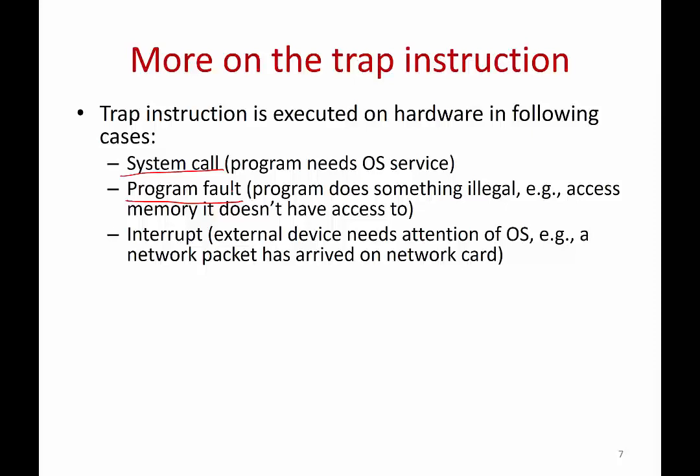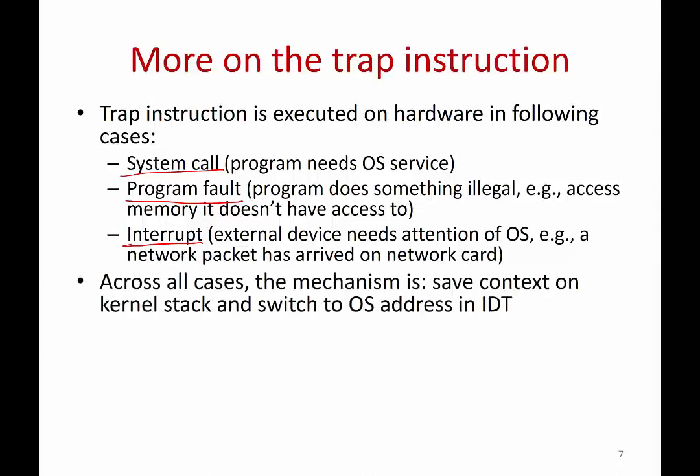And the final case where the trap instruction is called is when an interrupt happens. That is, the program is fine, it is going on, but an external event happens. The user has typed something on the keyboard, or a packet has arrived on the network. Something has happened that requires the operating system to take some action. In that case also, the trap instruction is executed on the hardware, right? So the trap instruction is inserted into the stream of instructions running on the CPU.